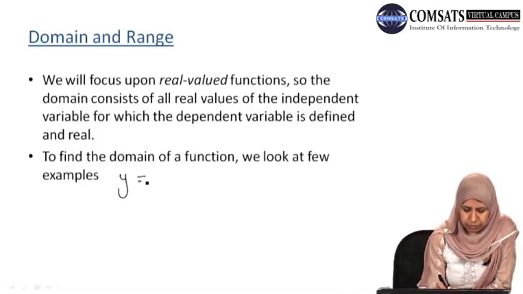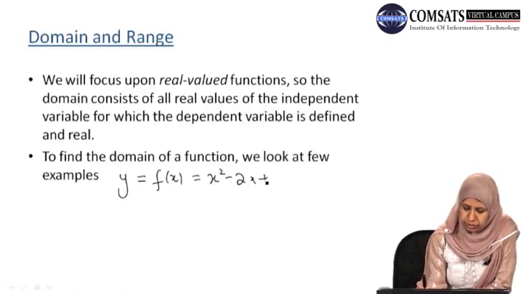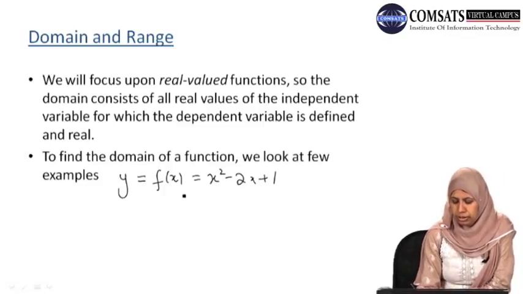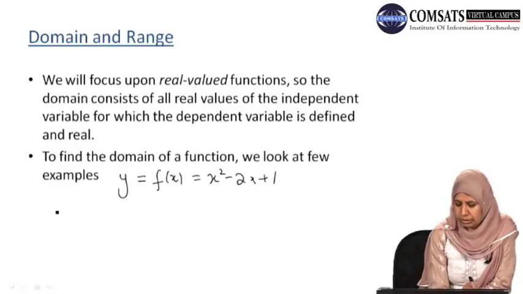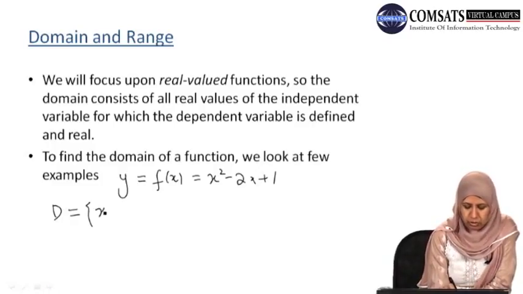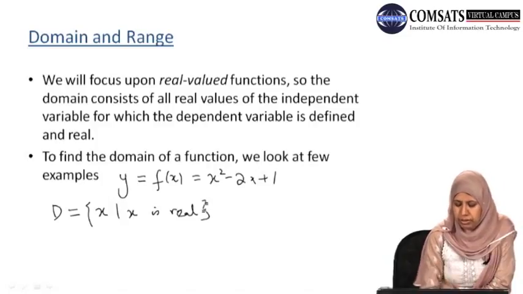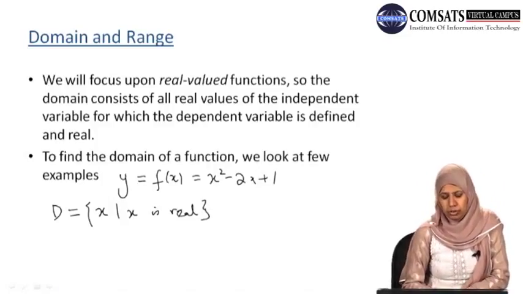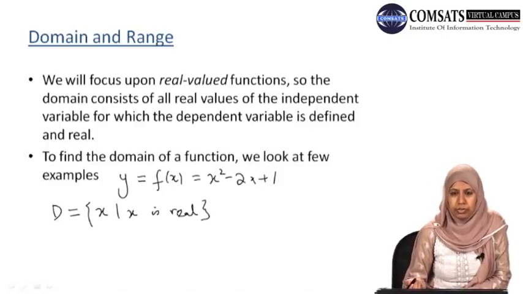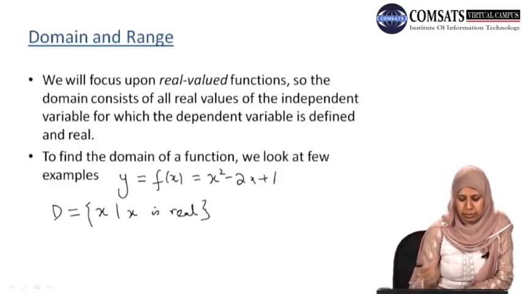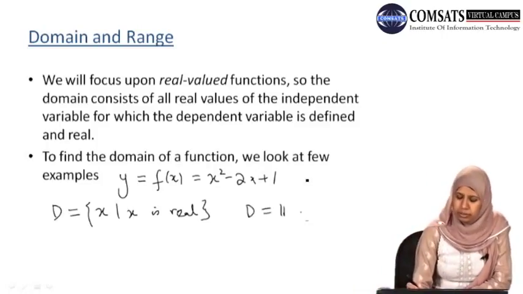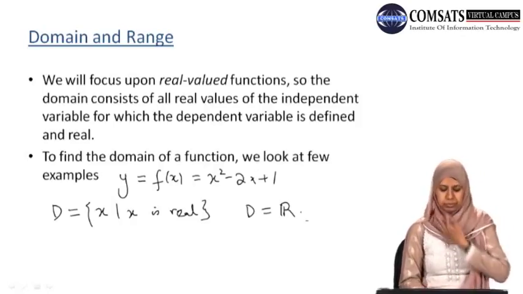If we have an equation y = f(x) = x² - 2x + 1, then any possible value of input will give us a real valued output. If capital D denotes the domain of the function, then how do we write it mathematically? All the values of x such that x is real. That is, in this case, all real values of x are allowed to be the set of input, or the set of domain. Or in other words, the domain is the set of reals.